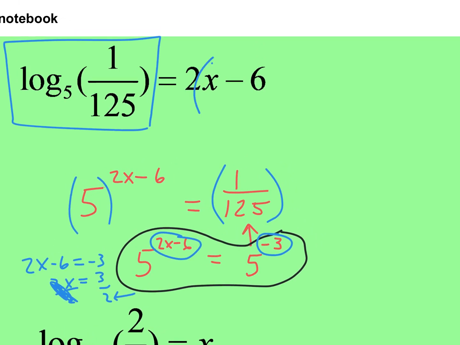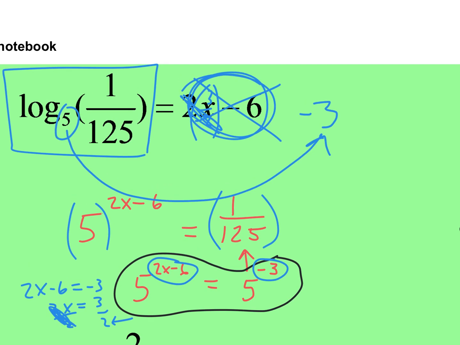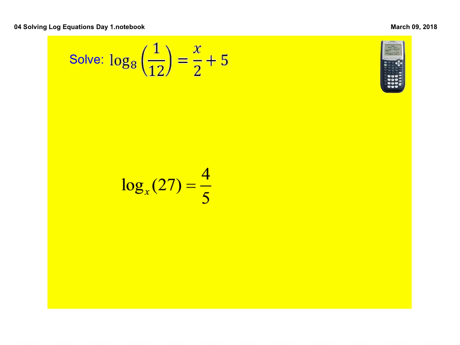3 over 2. And then those 2's would cancel, and then that's just 3 minus 6, which makes negative 3. That whole side becomes negative 3. And now is 5 to the negative 3 actually 1 over 125? And it is. Yay, I checked it. It worked. All right, on to the next page. It's yellow. Get to that page.